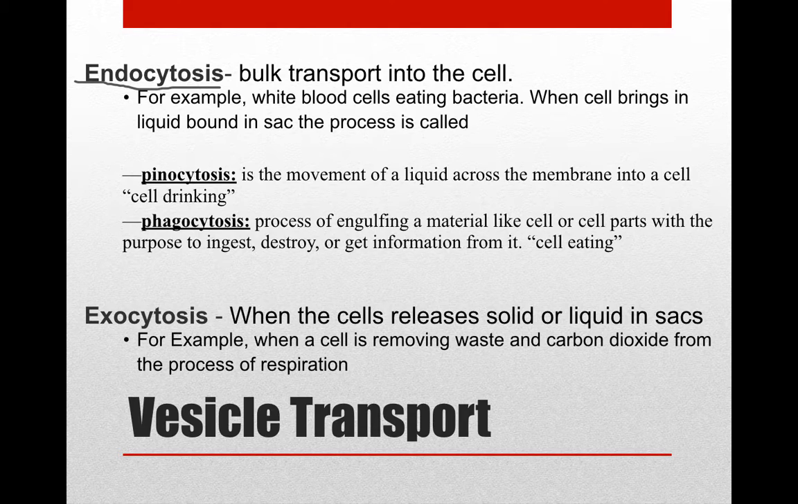The second type of vesicle transport is called exocytosis. This is when the cell releases solid or liquid in sacs. For example, when a cell is removing waste and carbon dioxide from the process of respiration.